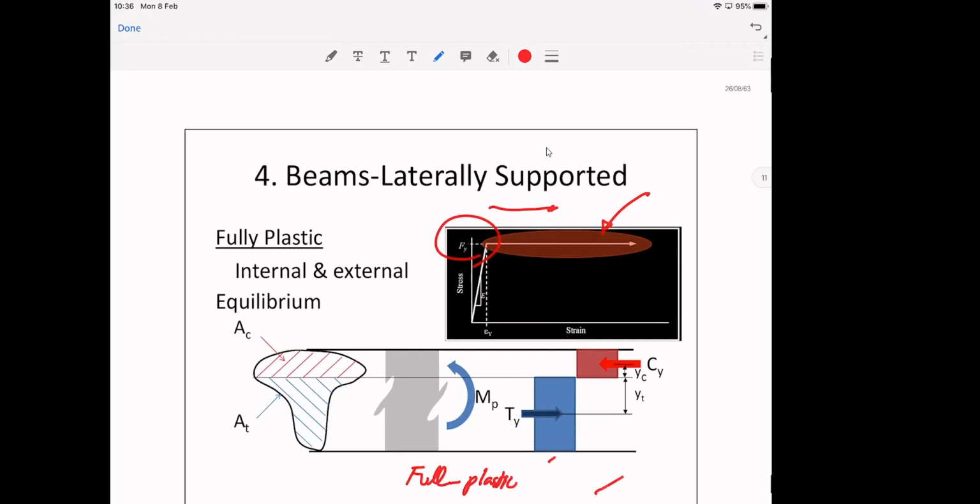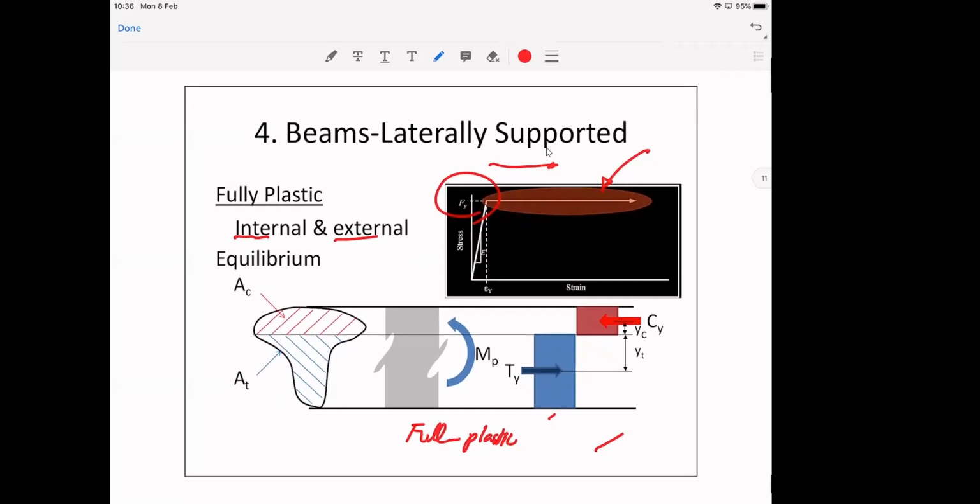Two things we are going to use to help develop our plastic section modulus: the internal and the external equilibrium. So let's take a look at the internal equilibrium first. This is your stress diagram. One is compression, one is tension.